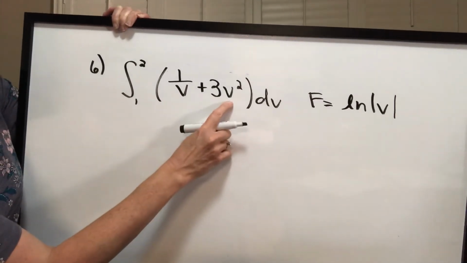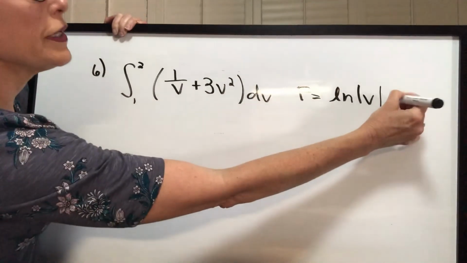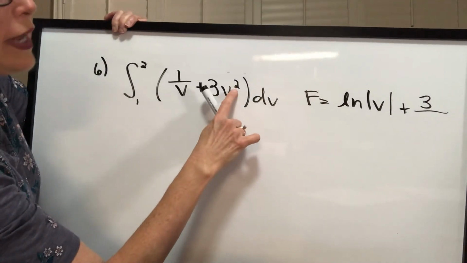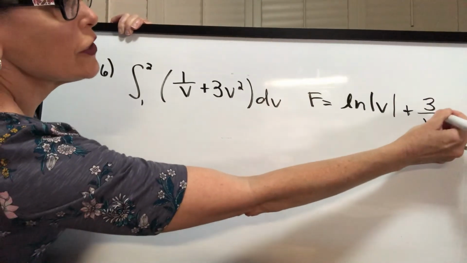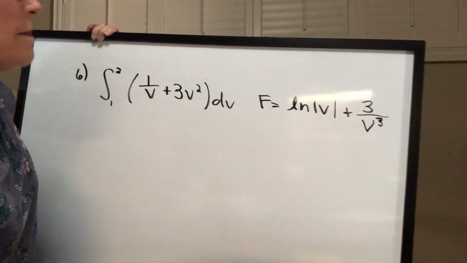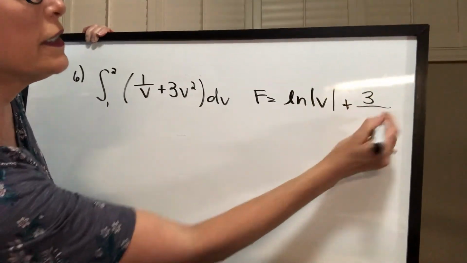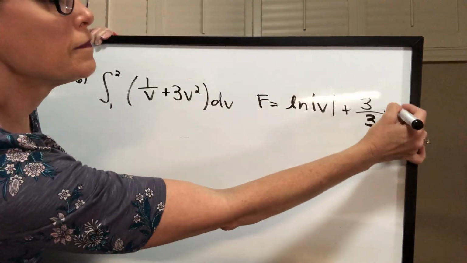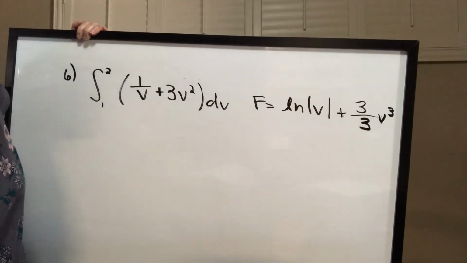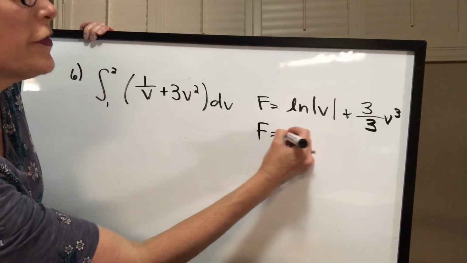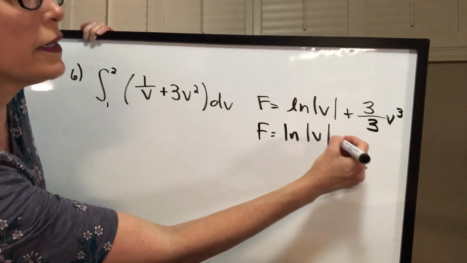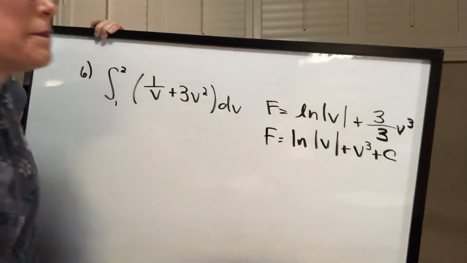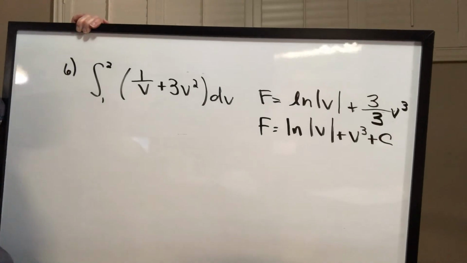And then we would do this just like a regular polynomial. So 3 would be in the numerator. In the denominator, we would add 1 to the exponent, so that would be v cubed. Or sorry, 3. Not v, 3. Add 1 to the exponent, so that's 3, and then this would be v cubed. Okay, so our antiderivative would be the natural log, absolute value of v, plus, now 3 over 3 is just 1, so it would be v cubed plus c.